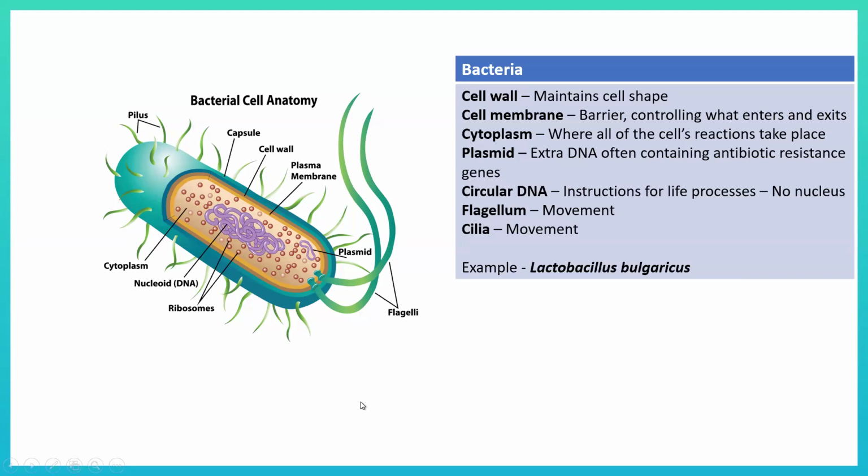It can also have cilia, which help it to move, very much like the cilia we were talking about in the respiratory system. These aren't shown on here. This one doesn't have cilia. These are pili. These are actually how two bacteria can attach to each other, and they can pass plasmids along these pili, thereby sharing antibiotic resistance genes.